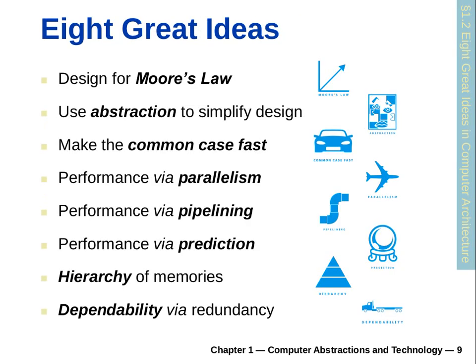So according to our textbook, these are the 8 great ideas in computer architecture. So one, two, three, four, five, six, seven, eight. Most of the things related to computer architecture revolve around this stuff. Okay, so Moore's law. The idea of Moore's law is that the density of processors or chips doubles.